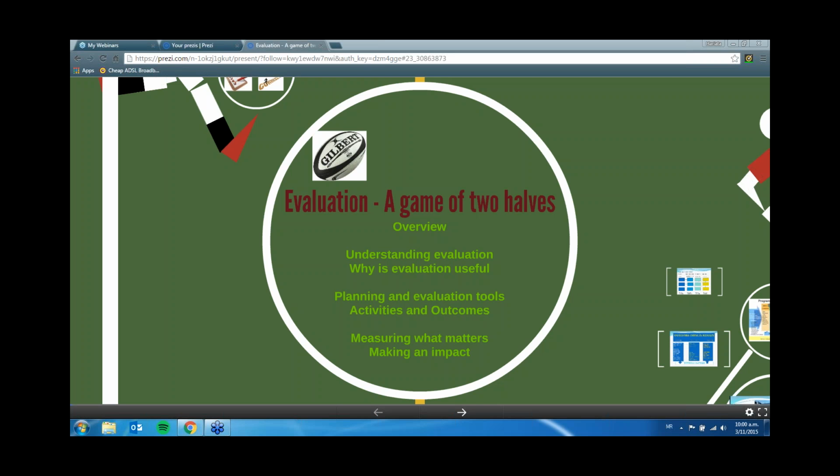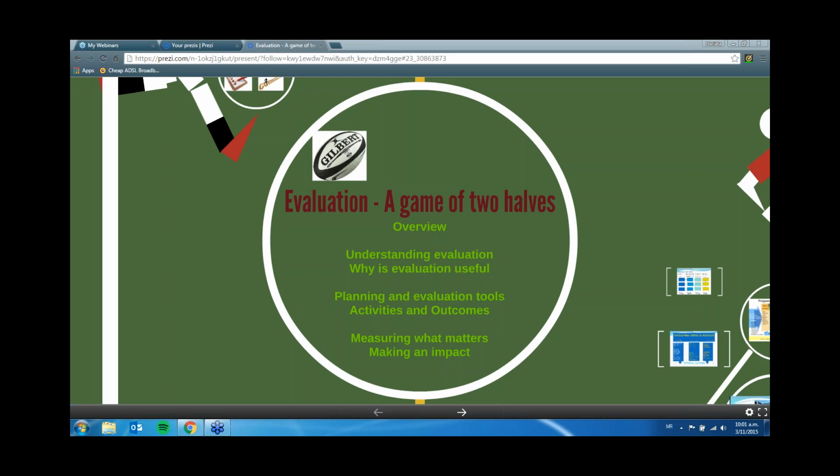So I've got an overview here of what we're going to go through, and I've used the topical Prezi template of a rugby match. It's kind of topical and timely that we use the analogy of evaluation being about a game of two halves. So by the time we get to the end, you should understand why I see evaluation like that.